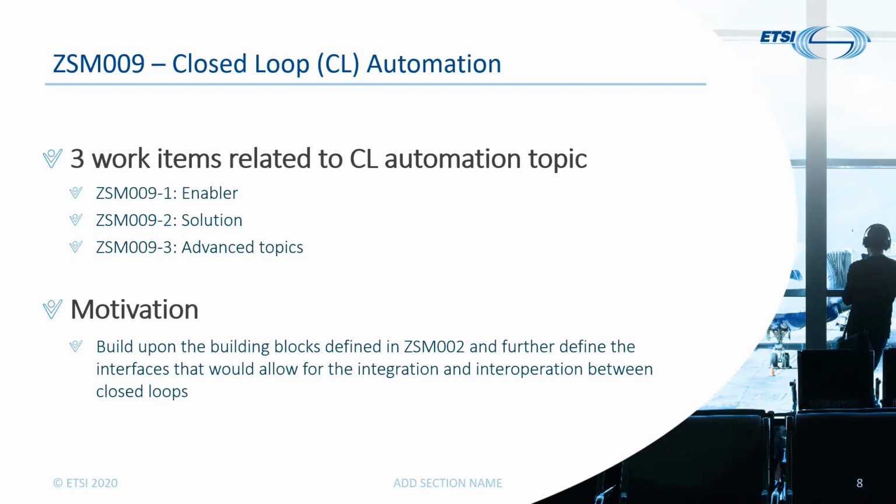ZSM 009-1 is the closed loop enabler. It describes how to enable closed loop automation based on the ZSM architectural framework. It defines the different stages within a closed loop, how the different closed loops within ZSM should interact with each other, and how a closed loop could be configured by an external entity. This work item is a normative work item. It's stage 2, and it is expected to be finalized by end of this year.